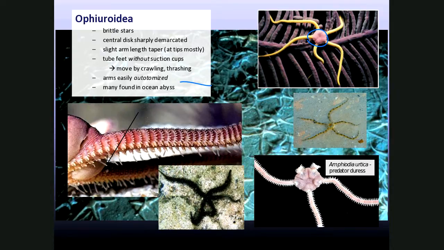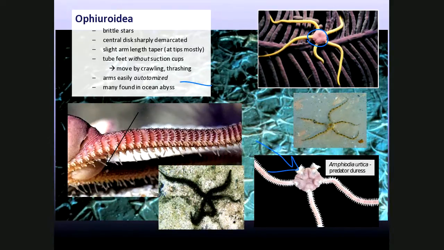See in the bottom there, Amphiodia urtica, with its 2 arms missing? That's predator duress. Again, a predator is harassing it. I'm going to give up an arm that's going to wiggle around, hopefully like the tail of a lizard. The predator goes, oh, what's this over here? And then hopefully you get away.